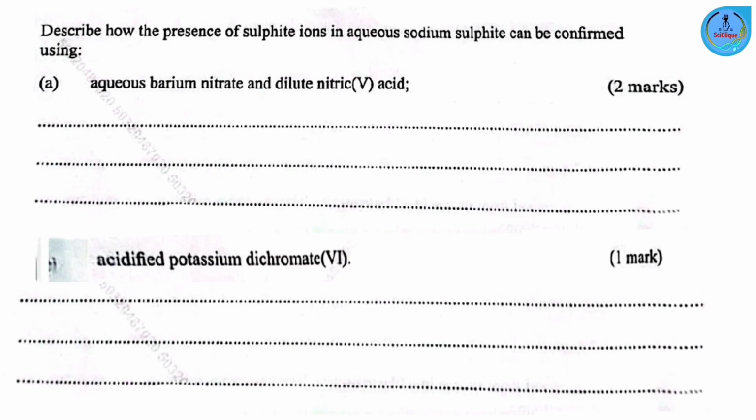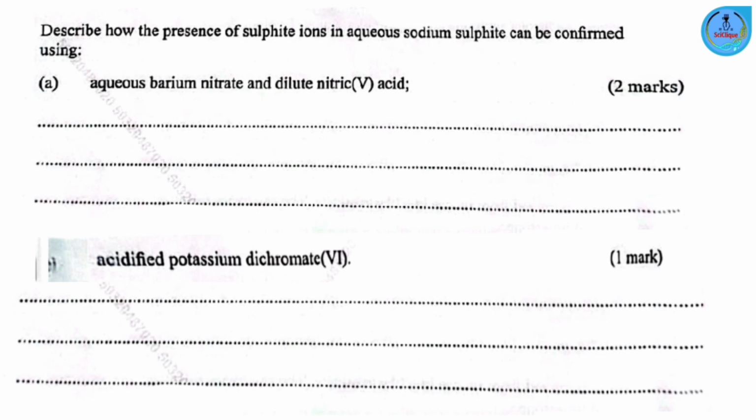On to question number 13. Describe how the presence of sulfite ions in aqueous sodium sulfite can be confirmed using aqueous barium nitrate and dilute nitric acid. So you have a sample that you suspect contains sulfite ions and you would like to confirm whether this is actually the case.